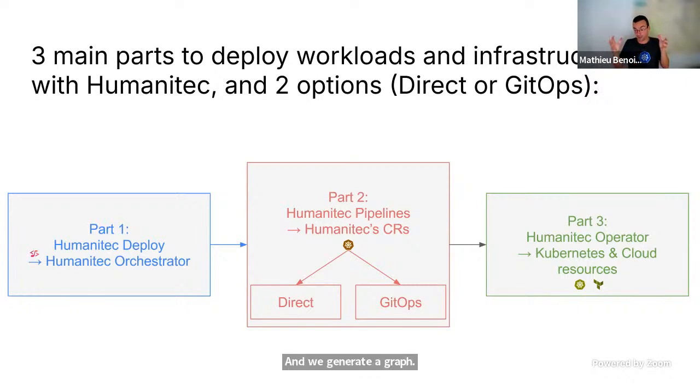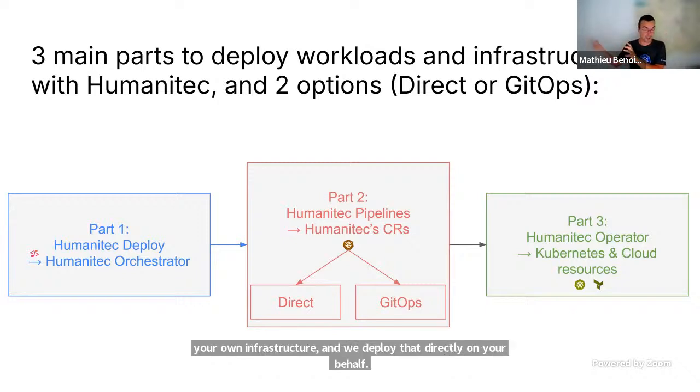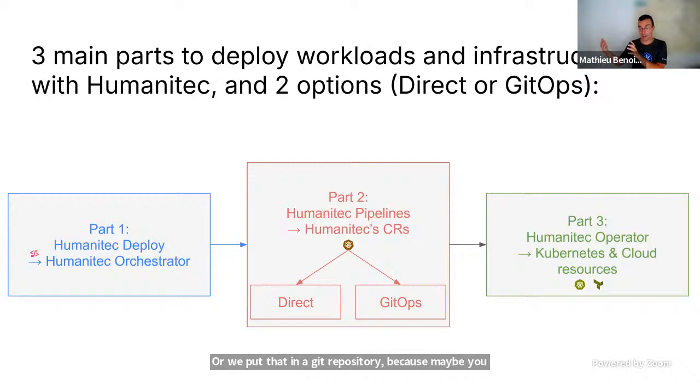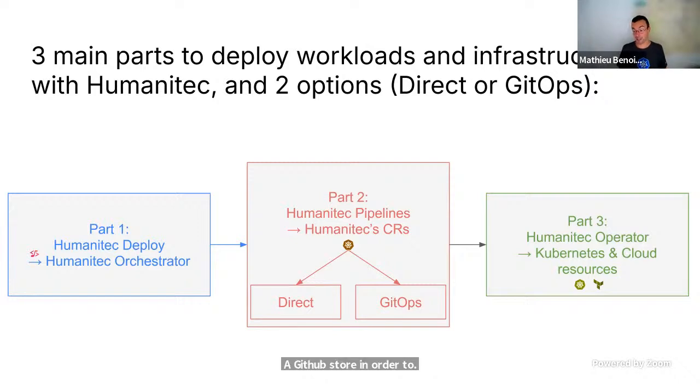Here you have two options. Either you give access directly to the cluster, even a private cluster in your own infrastructure, and we deploy that directly on your behalf, or we put that in a Git repository, because maybe you are using Flux CD, Argo CD, Config Sync, a GitOps tool, in order to deploy this Kubernetes manifest, right? So that's two options on part two. And the last mile, in the cluster, when your Flux CD pulled the CR or we pushed the Humanitec CR, part three on the right side in green, that will be the play of the operator.